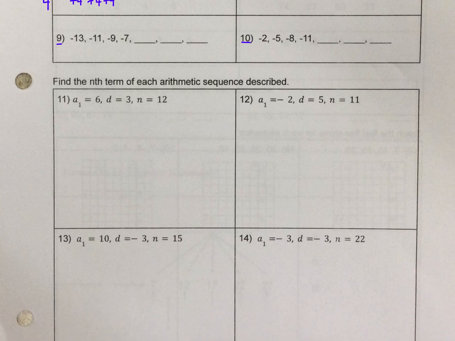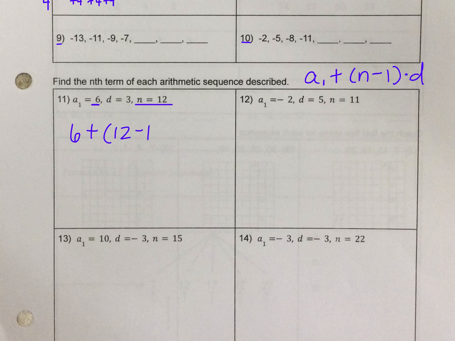For number 11 through 14, we need our formula. A1 plus n minus 1 times d. All right, these are not in order. A1 is 6, so 6 plus n, it's over here at the end, 12 minus 1 times 3. And so if you type that in your calculator, you would get 39. Be sure to notice that the d's and the n's are not in the order they come in the formula, and be sure to use the negatives.